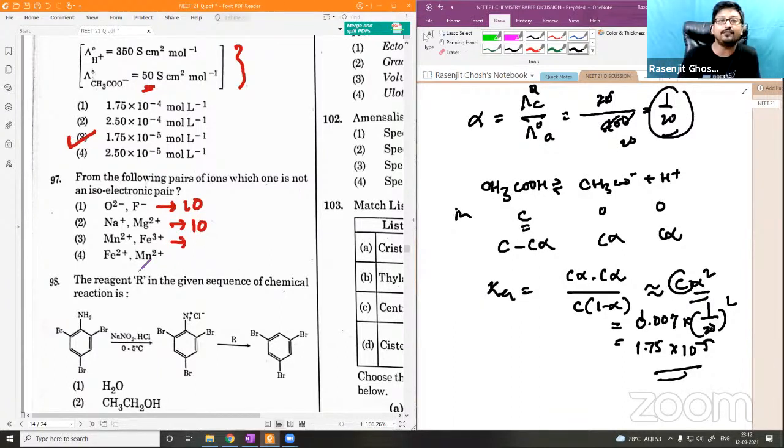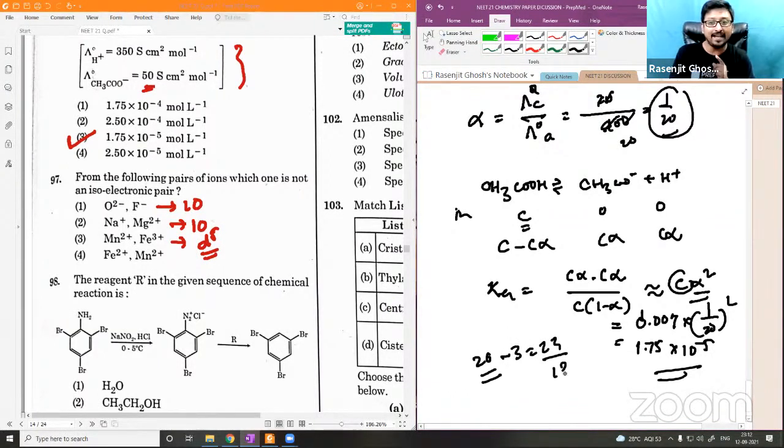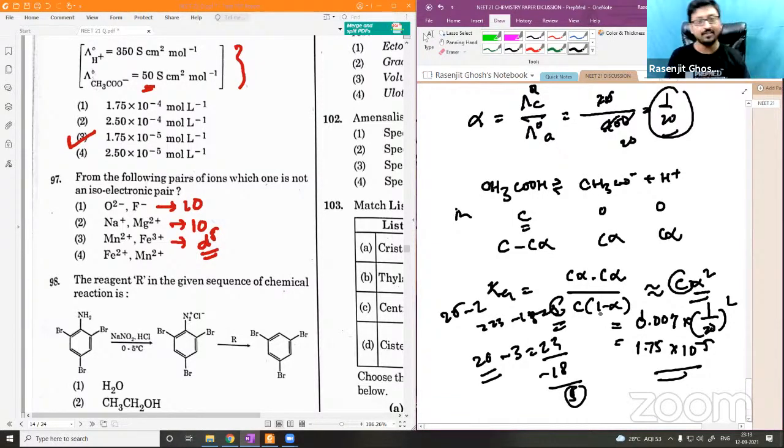Next, Mn2 plus and Fe3 plus. Interestingly, these two systems are d5 systems. Iron's atomic number is 26. Now 3 plus, you remove 3 electrons, so it is 23. 23 minus 18 is 5. So it contains a d5 system. Similarly, Mn2 plus. Manganese is 25, minus 2, that is 23, minus 18, that is also 5. So Mn2 plus and Fe3 plus are d5 systems. So definitely they are isoelectronic species.